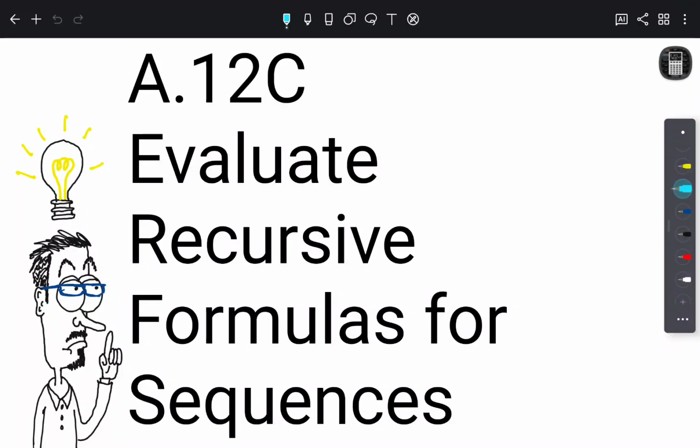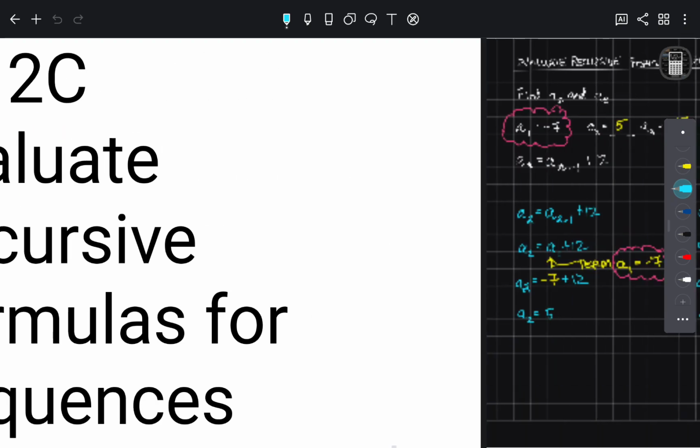Evaluate recursive formulas for sequences. In the previous section, we talked about evaluating variable expressions for number sequences. Now, the word recursive means that we're going to need information in order to find the next piece. Then we're going to use that information to find the next piece.